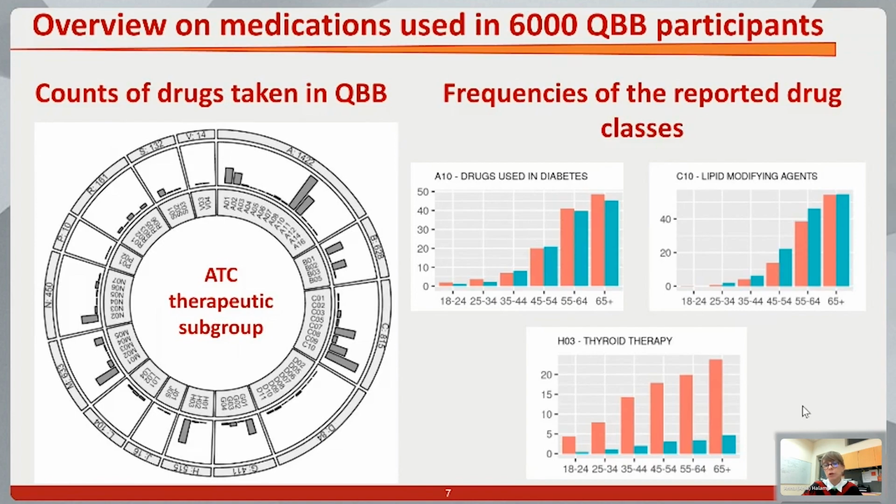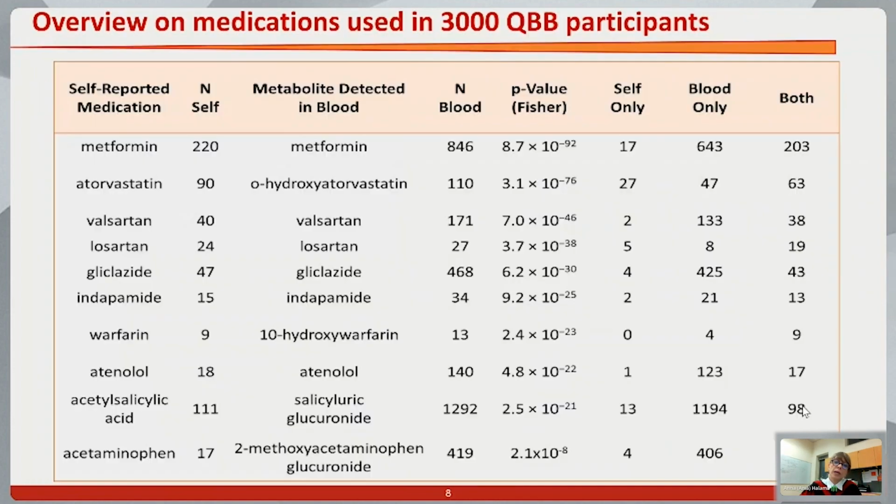Also, when we looked at thyroid therapy, thyroid diseases are more frequent in females, and in fact there are 10 times more females suffering from thyroid diseases. You can see first of all that it is a confirmation: more females than males are on this medication, and there is also a certain increase with age. So this was a positive control of the data which we are obtaining from QBB.